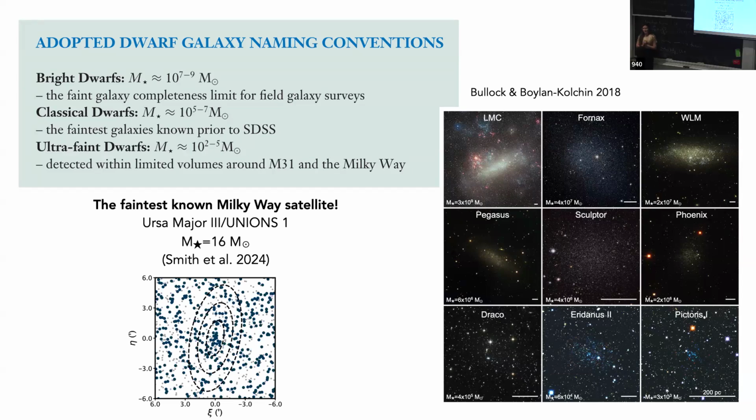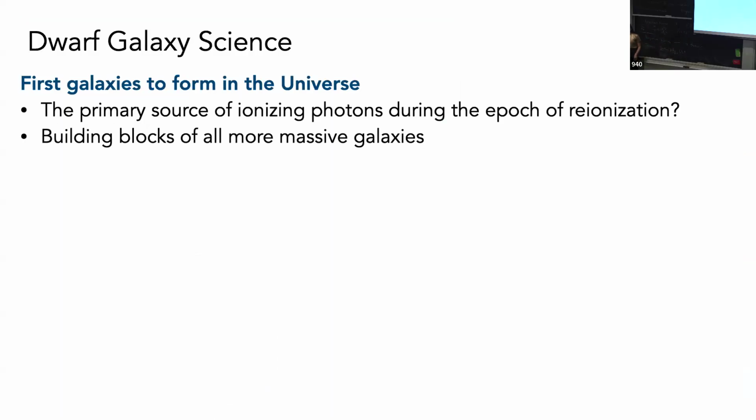People always get confused. Now, I don't work on these ultra-faint dwarfs, and I'm not going to talk about them because we're not quite there in finding them beyond the Milky Way, but I think you would agree that this Unions 1 galaxy is very different from the LMC, right? Like, why should we talk about them the same way? So, names. Okay, quick one slide of background.